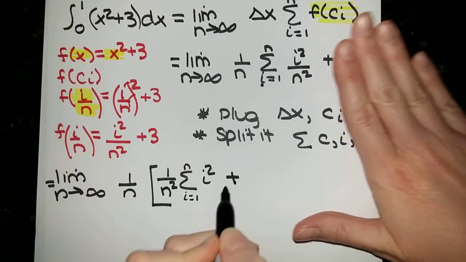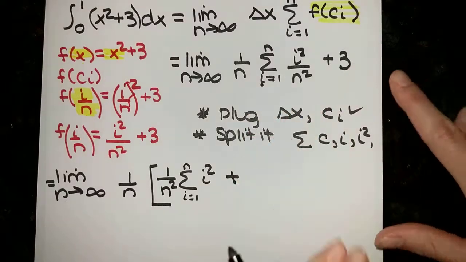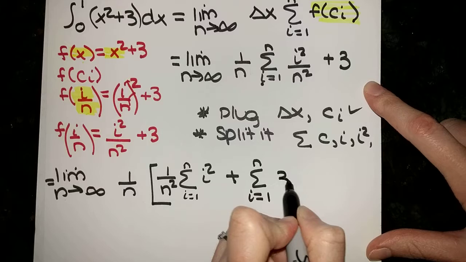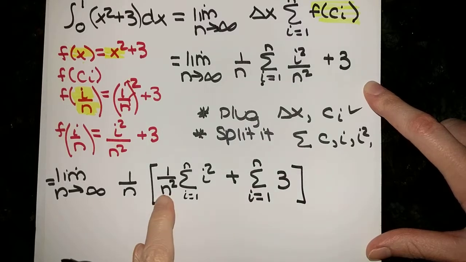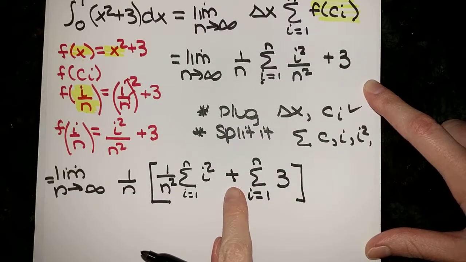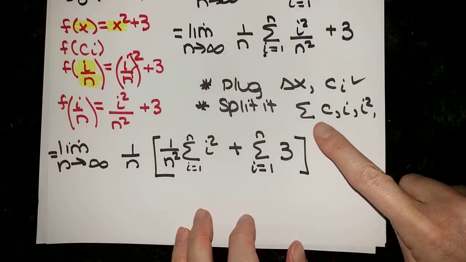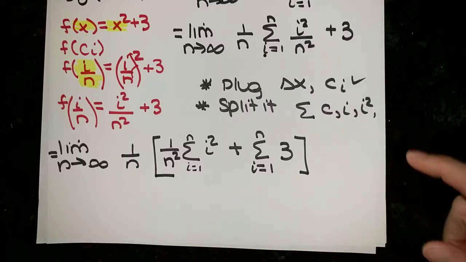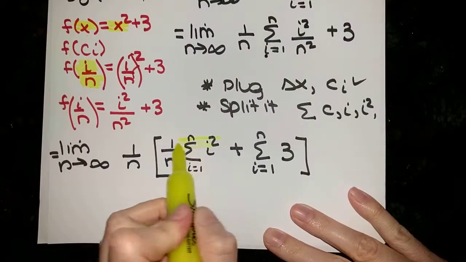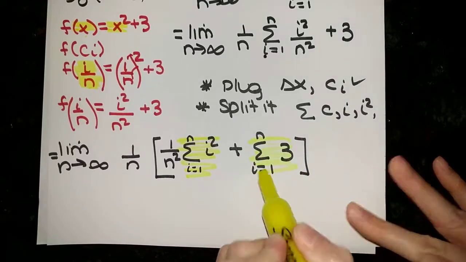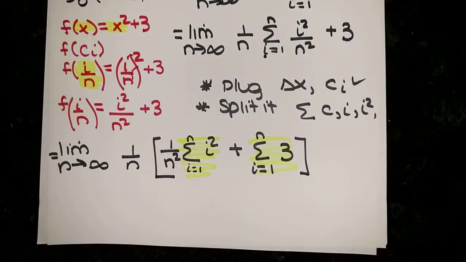Then we have plus, and here I'm splitting it up into 2 separate summations: the sum from i equals 1 to n of 3. So that's using our constant multiple rule and the sum rule to split it up into 2 separate sums. Now, the reason why we do that is because, again, we want this sum of ci or i squared. So now we can plug in our sum rule for i squared, and we can plug in our sum rule for 3, or a constant.